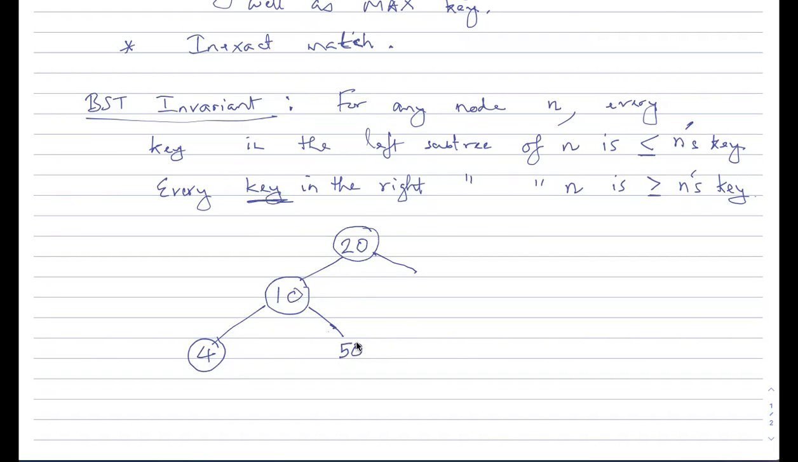Any suggestion? Would it be wrong to put 50 here? Because the property is that every key in the right subtree of n is greater than the n's key. So would 50 be fine? Anyone? You would have to unmute yourself.